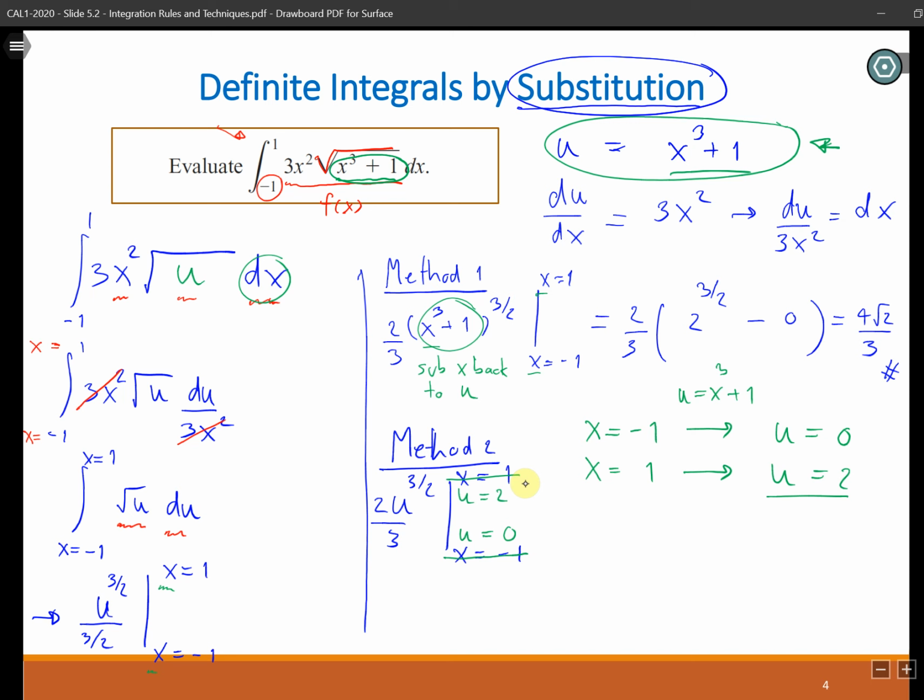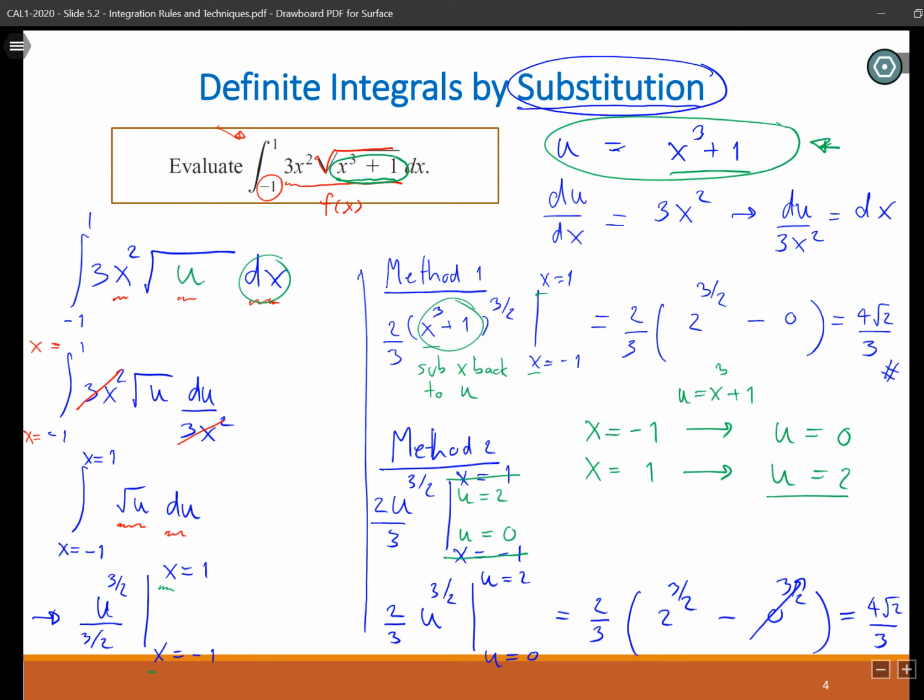So in the end, you have this 2 over 3 u to the 3 over 2, evaluated from u equal to 0 to u equal to 2. Now, you can just put these two values in. So 2 over 3 times 2 to the power of 3 over 2, minus 0 to the power of 3 over 2. This goes to 0, and it's going to come out to be 4 square root 2 over 3.